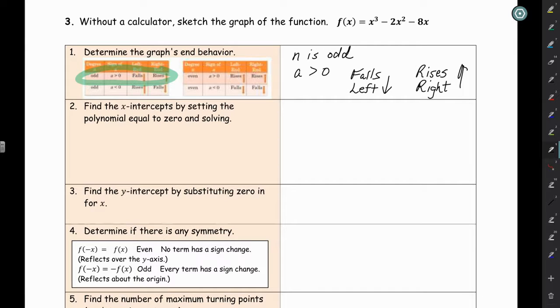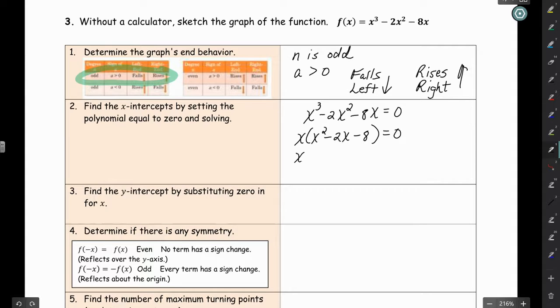We're going to find the x-intercepts by setting the polynomial equal to 0 and solving. And if you notice, we have a GCF. We can pull an x out of every term, and then we can factor the trinomial that's left. Right, so we have 3 solutions here. We have x equals 0 for this first guy, and you don't want to ignore this. Since we have this here, we know x equals 0 is one of our x-intercepts. x equals 4, and x equals -2.